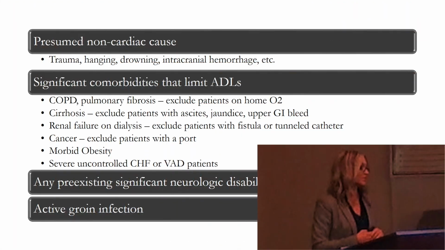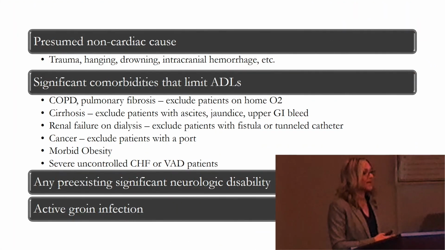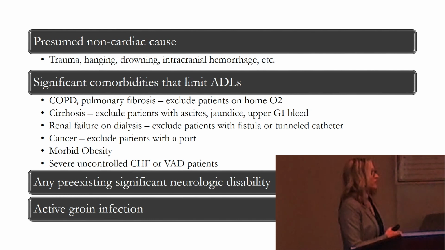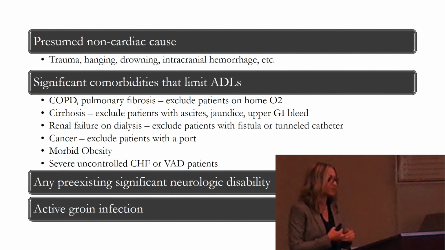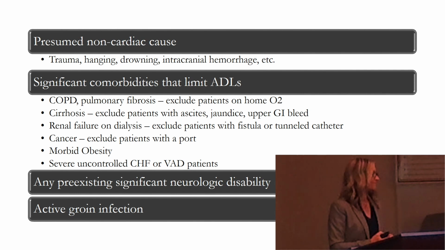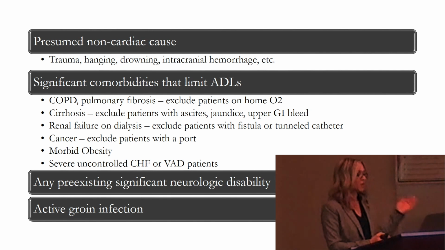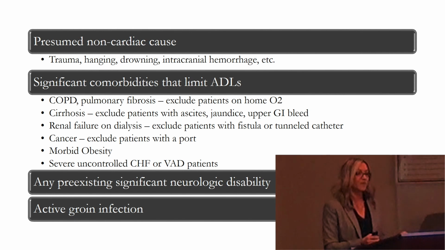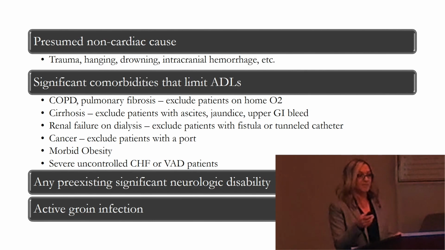They also had a lot of exclusion criteria. They excluded anyone who was thought to be in arrest from a non-cardiac cause, your brain bleed, your trauma patient. They excluded anyone with significant comorbidities that affected their daily living, patients on home oxygen, those with end-stage cancer, etc. And they excluded those with a pre-existing neurologic disability that was significant. And then those with a groin infection, because remember, we're putting all these cannulas in the femoral arteries and femoral veins, so with an active groin infection, theoretically, you can spread an infection to the rest of the body.